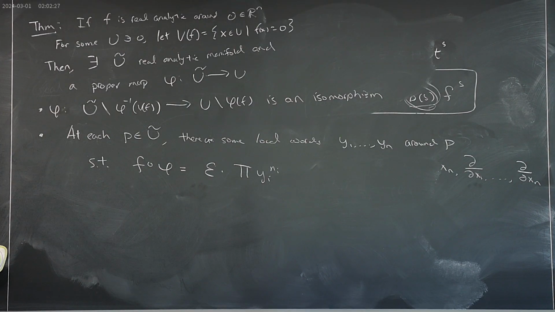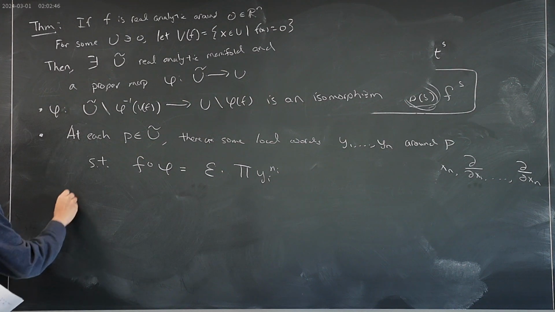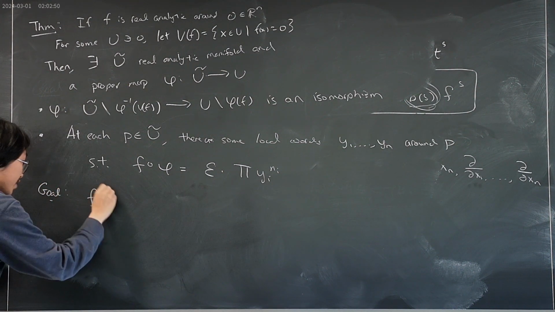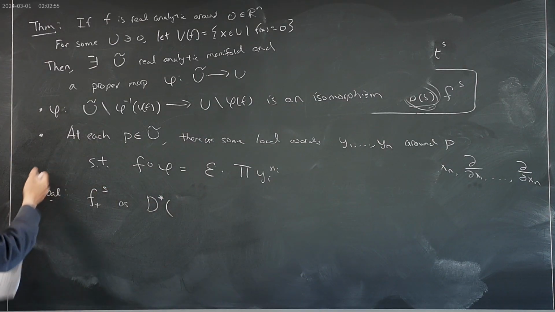And the gist of the idea for why this theorem answers the question we wanted to answer without going to the Bernstein-Sato polynomial is this: our goal is to define f_+^s as a distribution on U.